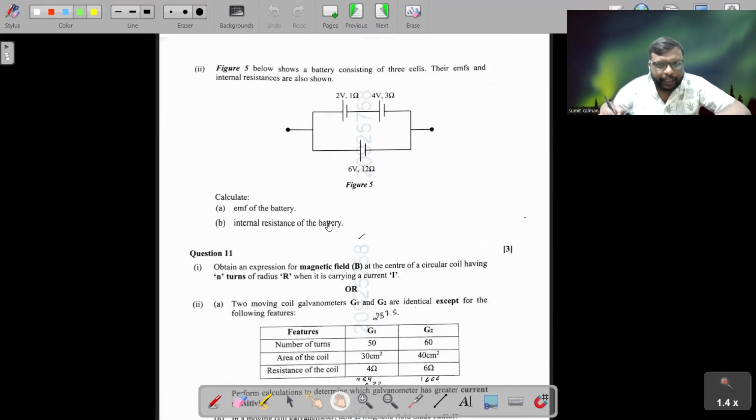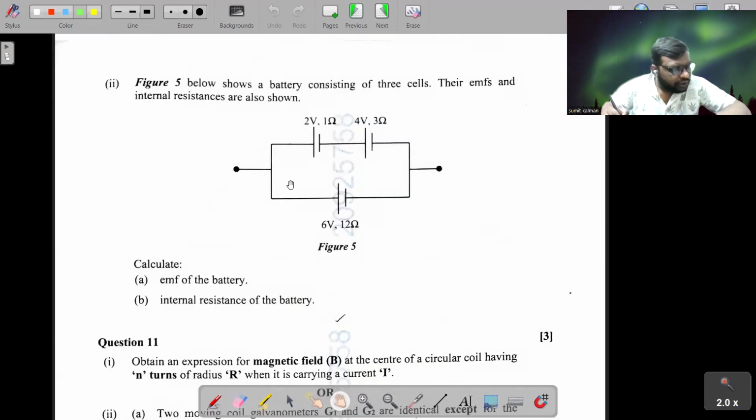resistance of the battery. So students, if you will carefully see this circuit, then students, here 2 volt 1 ohm is connected in series with 4 volt 3 ohm. And students, this top branch is connected in parallel with lower branch. So students, first we will calculate net EMF of this top branch.